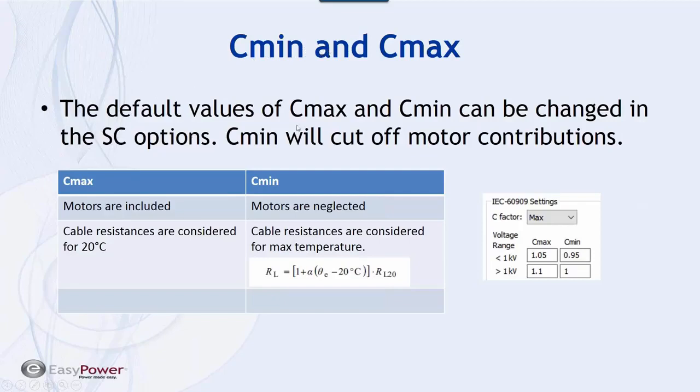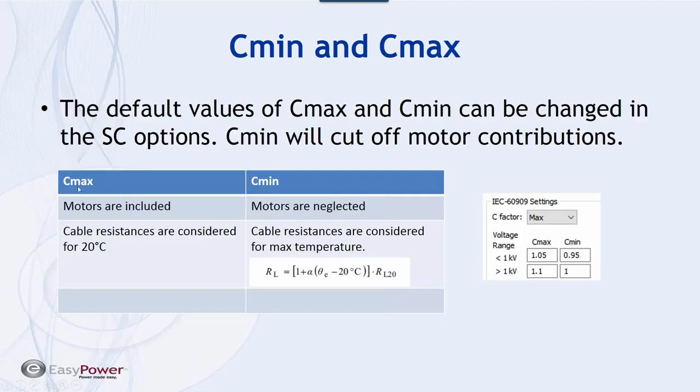But here, the default values of Cmax and Cmin can be changed in the short circuit options. Cmin will cut off motor contributions, which we looked at before. This is where in EasyPower you can change them. These values are editable. You can adjust them. Of course, we have put ranges there. You can put any value here, and EasyPower is smart enough to limit them. It would always make sense that your Cmax is larger than your Cmin, and EasyPower considers that logic.